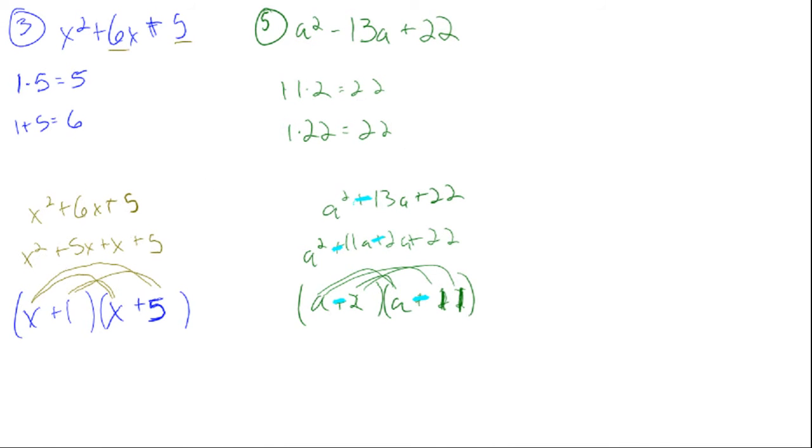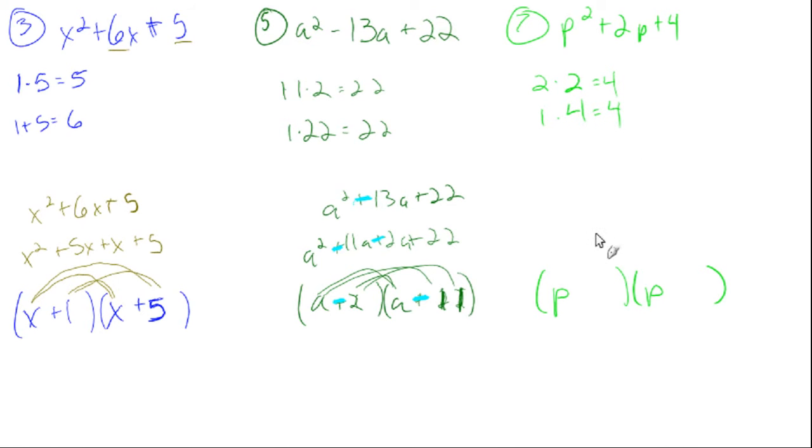Let's look at another possibility. What else could happen? Let's do number 7. p squared plus 2p plus 4. So we're looking to fill in these parentheses. These two numbers here that we're trying to find will multiply to make 4. So how many ways can we multiply to make 4? 2 times 2 could be 4. Okay. 1 times 4 could be 4. And that's it. We could try even negative 2 times negative 2, as we saw came up here. That made 4. Negative 1 times negative 4.